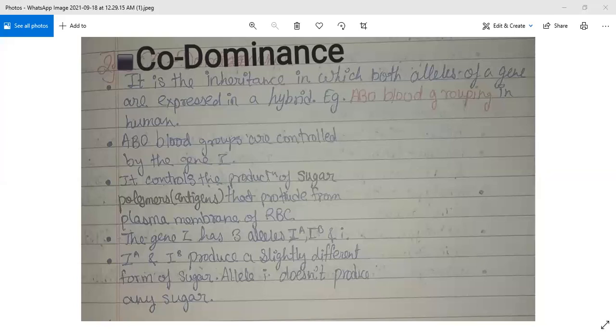And the phenotype ratio will be 1:2:1, and the genotype ratio will be 1:2:1. And the third non-Mendelian inheritance is multiple allelism. It is a condition in which more than two alleles govern the same character. Means more than two alternative forms of one gene located on the same locus of homologous chromosome.